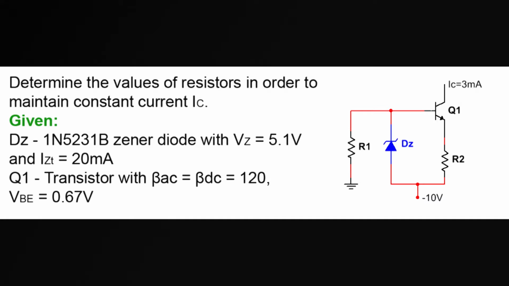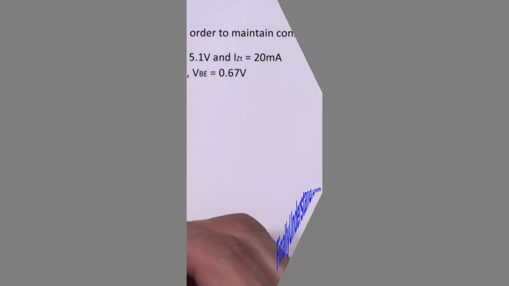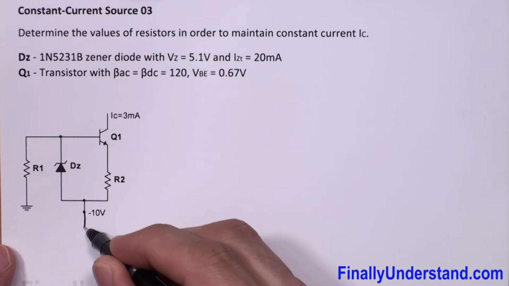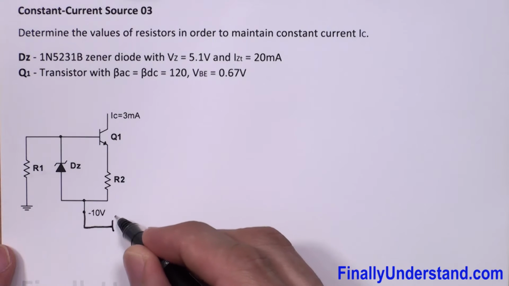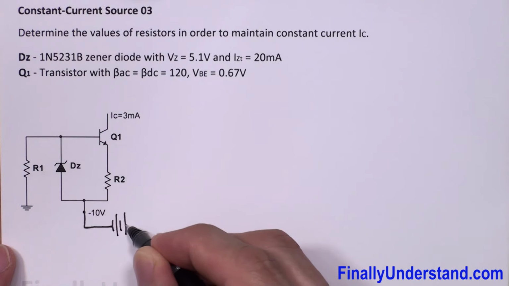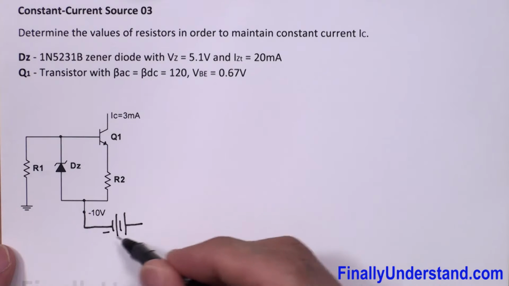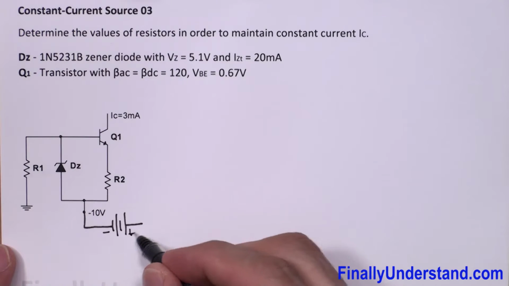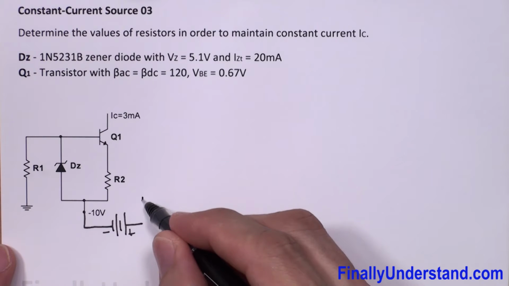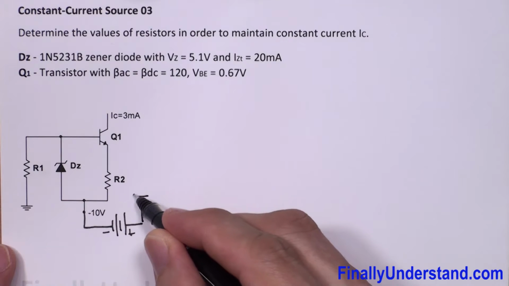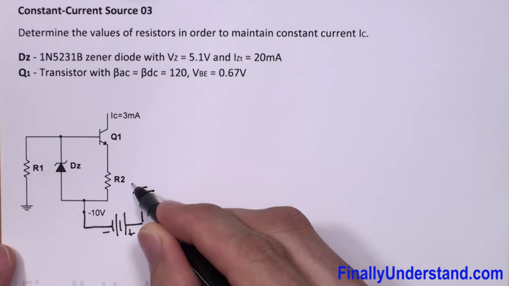Let's take a look at this example. I would start solving this problem by drawing the voltage sources. So this is my VEE. This is the negative terminal of my VEE. This is positive. And I also have my VCC.